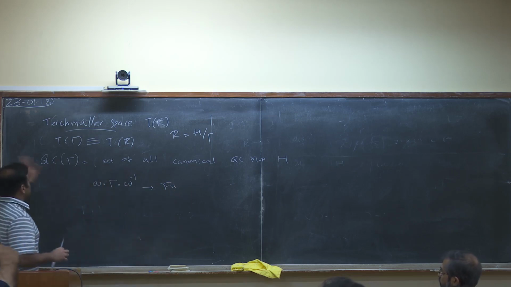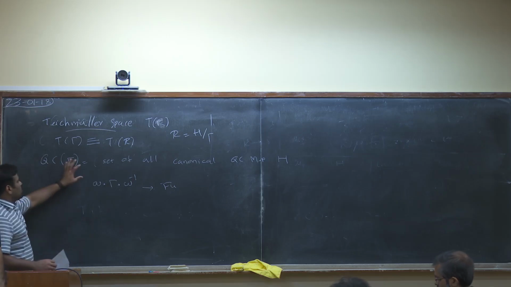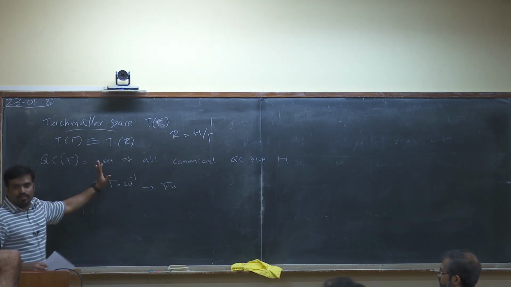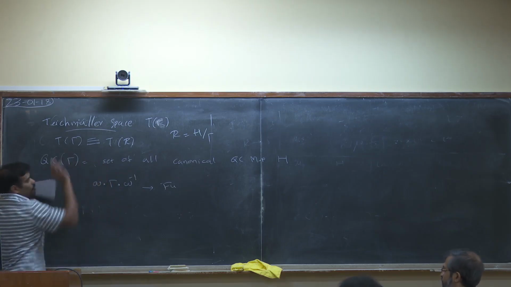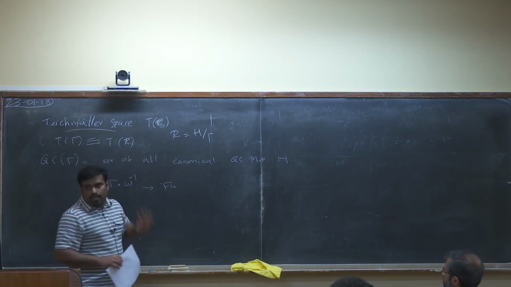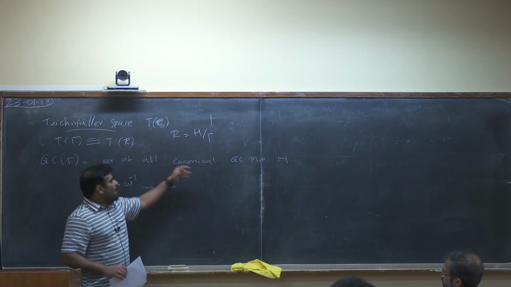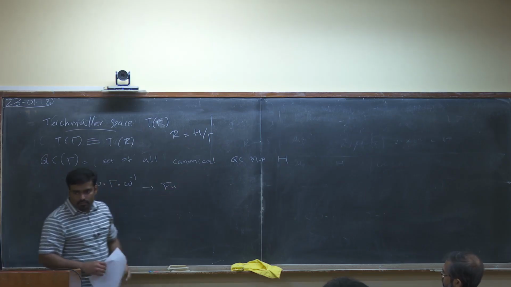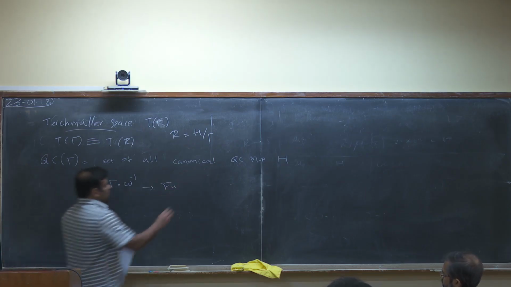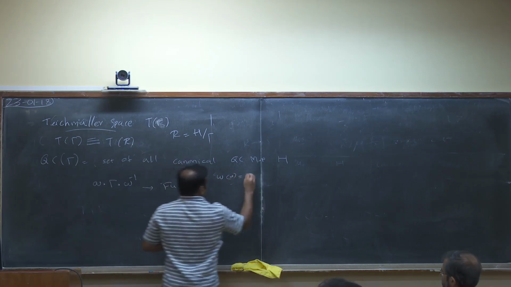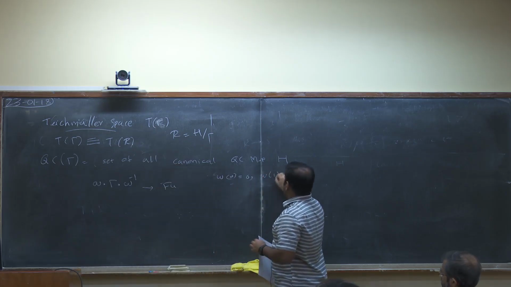QC just means quasi-conformal. It's just a nomenclature: QC of gamma is the set of all canonical quasi-conformal maps. So here I use this notion of canonical quasi-conformal map. Canonical means it satisfies this normalization, W of 0 equal to 0, and so on.